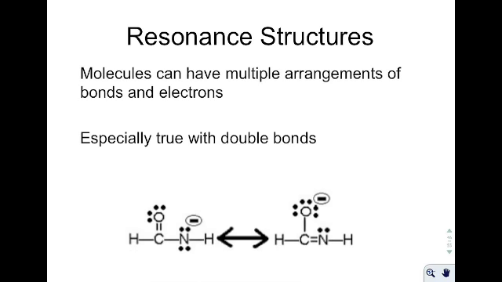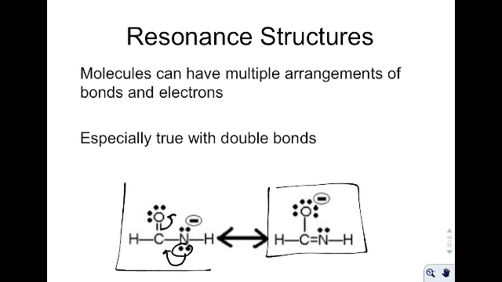Resonance structures. We've already briefly touched on resonance structures, but molecules can have multiple arrangements of bonds and electrons. This is especially true with double bonds. Whenever you do this, there's a lot of ways that you can manipulate the structure by moving a pair of electrons to form a double bond, or taking the electrons away from a double bond and adding them to an element.